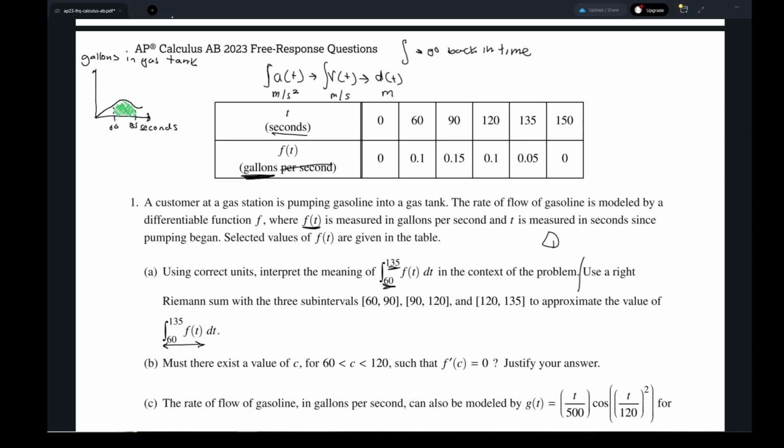So every single time I attach this magical symbol over here, this integral sign, look what's happening to my seconds. It's going down by 1. Here I had meters per second squared. Here I have meters per second to the power of 1.